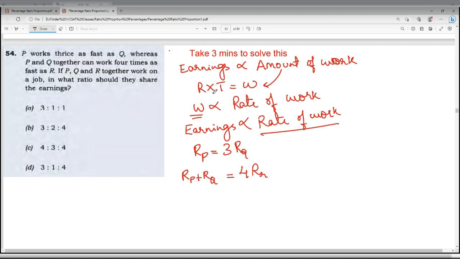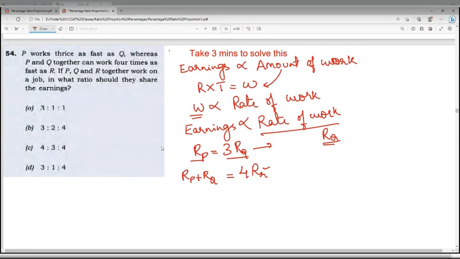And then they are saying that if they work together on a job, in what ratio should they share the earnings? So in these questions, if you are supposed to calculate the ratios of 3 rates, you have to bring the rates in terms of one value or one variable. For example, let's bring all the variables in terms of RQ, and then we can take a ratio. So we already have RP in terms of RQ, and RQ will be RQ itself, and we want RR in terms of RQ.